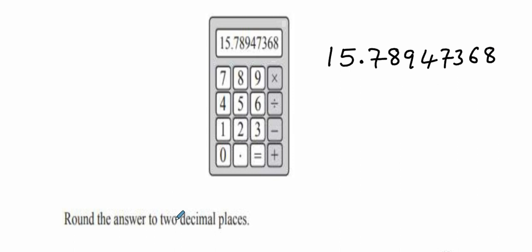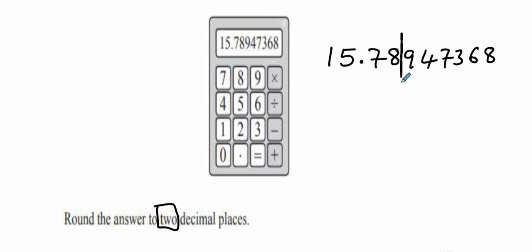15.789473668. They need two decimal places, but how many decimal places are here? We have 1, 2, 3, 4, 5, 6, 7, 8 decimal places. There are 8 decimal places. Now they need only two decimal places to remain. So what we do, you stand on the first, second.